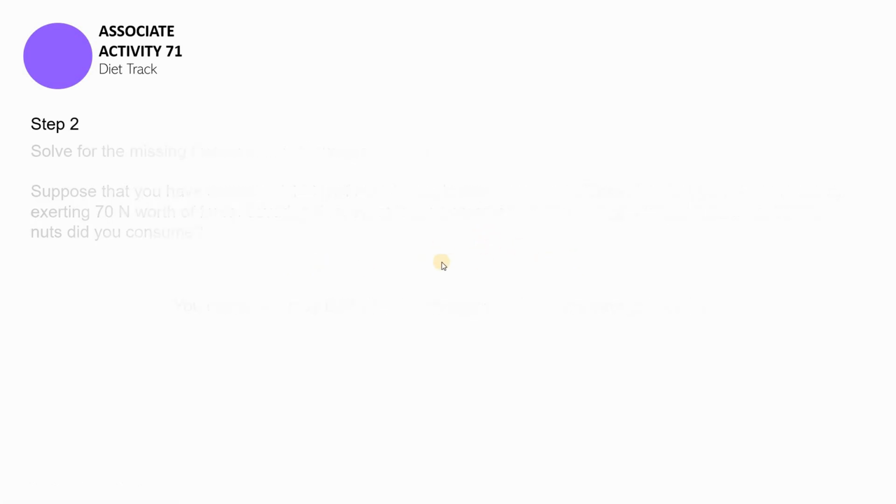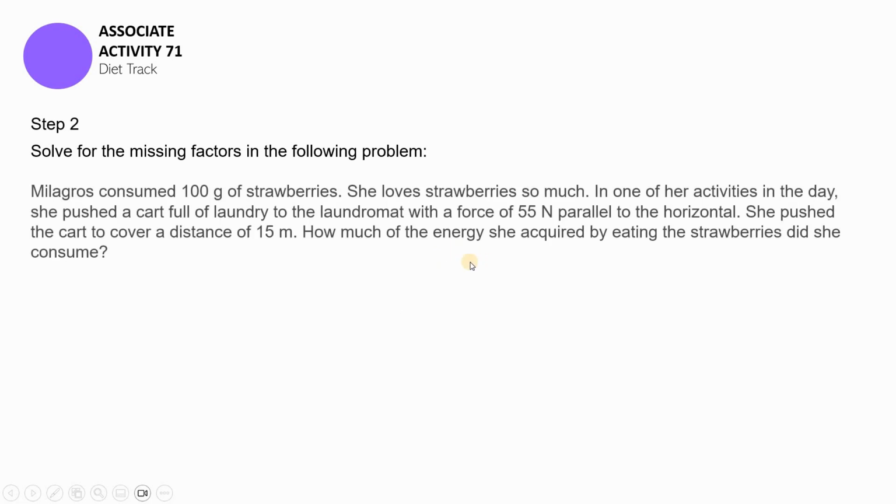Alright, let us now proceed with the next problem in this activity. Milagros consumed 100 grams of strawberries. She loves strawberries so much. In one of her activities in the day, she pushed a cart full of laundry to the laundromat with a force of 55 newtons parallel to the horizontal. She pushed the cart to cover a distance of 15 meters. How much of the energy she acquired by eating the strawberries did she consume?